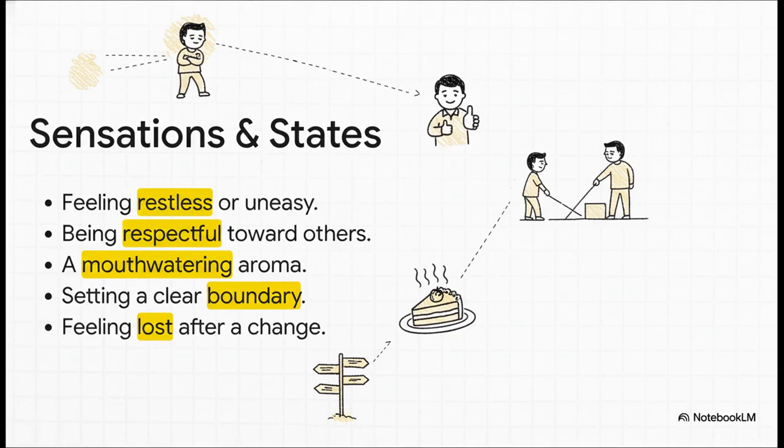Let's just run through a quick list of words for different feelings and states of being. You might feel restless when you're anxious and just can't sit still. Being respectful means showing politeness and consideration. A smell that makes you hungry can be described as mouth-watering. A boundary is a personal limit you set with other people. And feeling lost, well, that's that common feeling of confusion after a big life event. Each one paints a very specific picture, right?